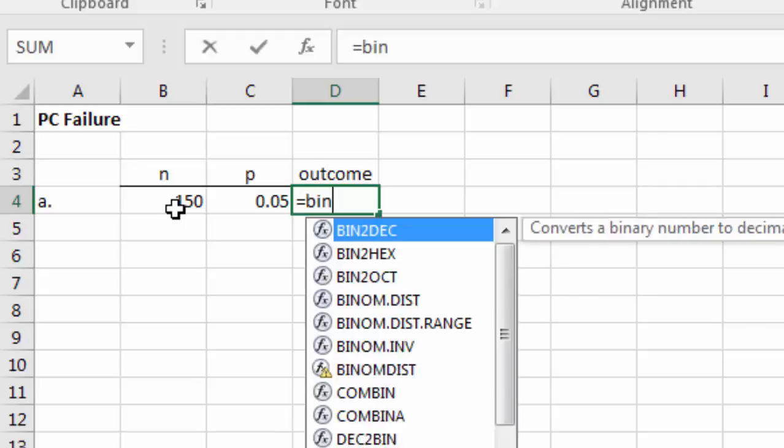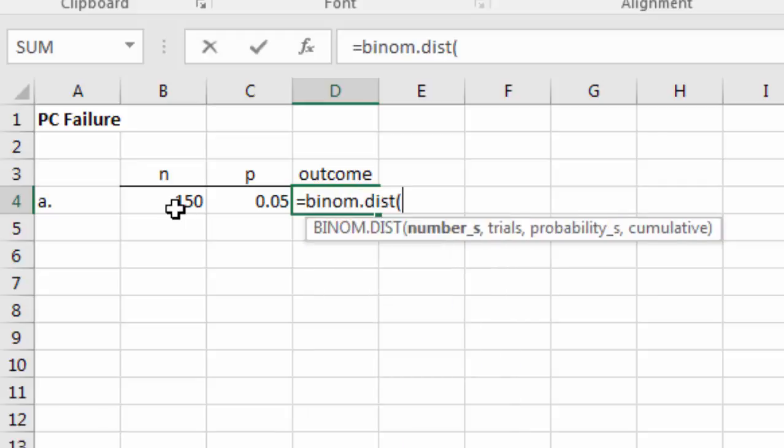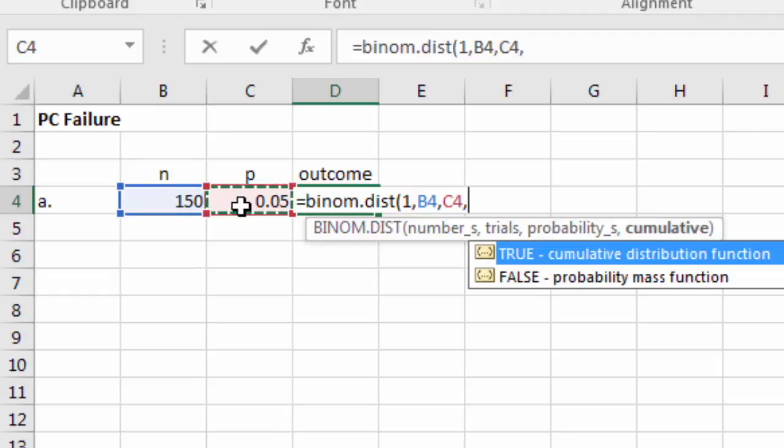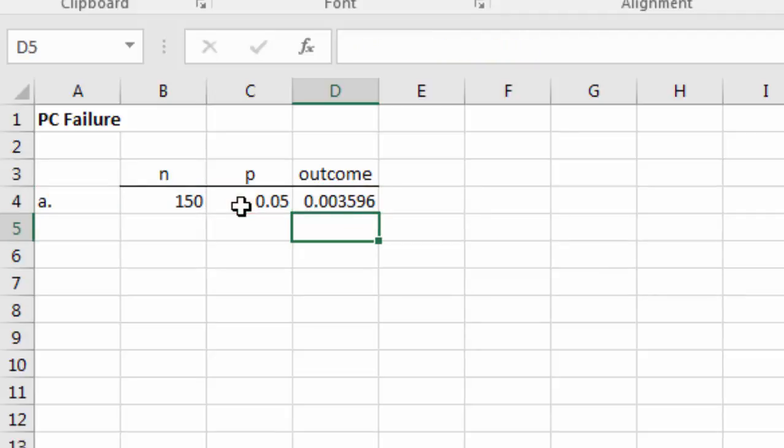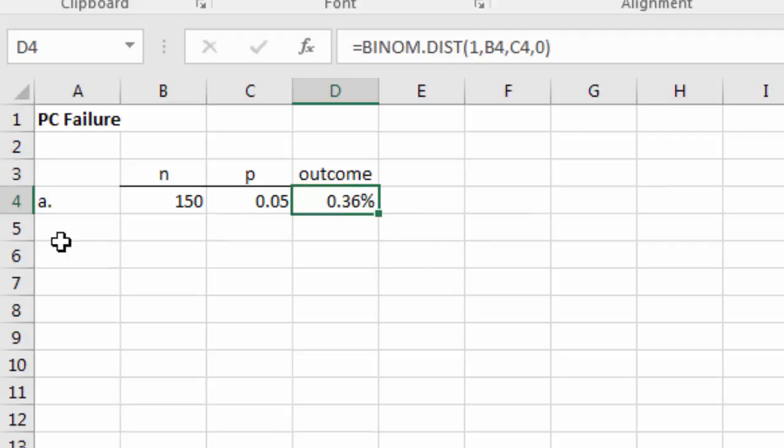This is easy. Binom.dist. We want the outcome here as failure, and we're interested in the number of successes, not the number of outcomes, 1, out of 150 trials with an individual probability of 0.05. We want exactly that outcome. So it's 0 for false, and that is 0.003596, or if you prefer, a 0.36% chance.